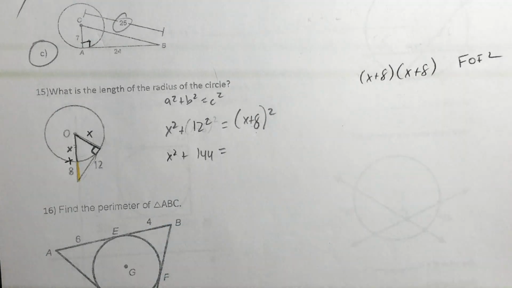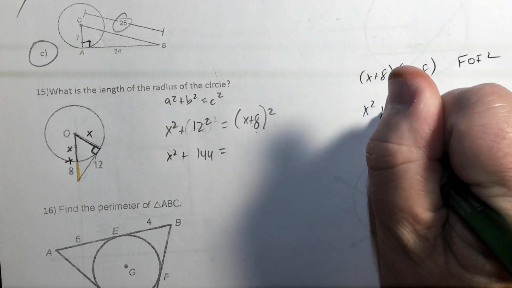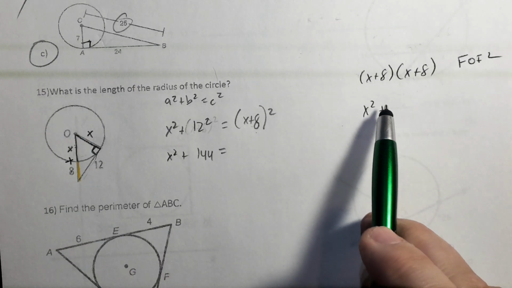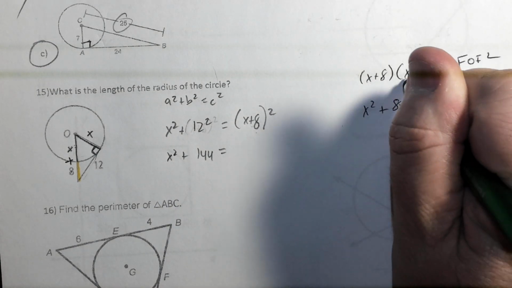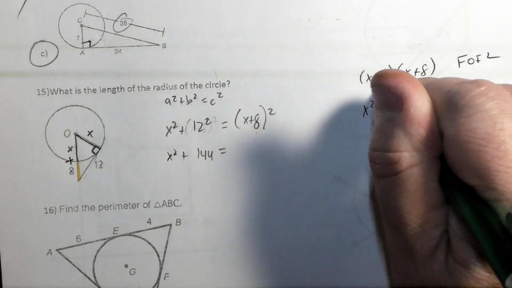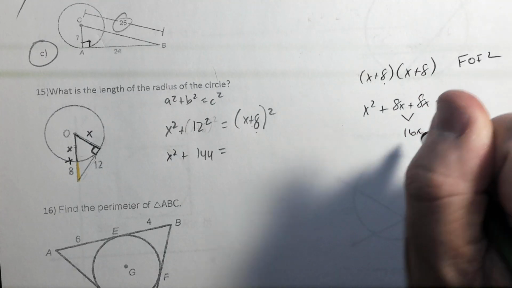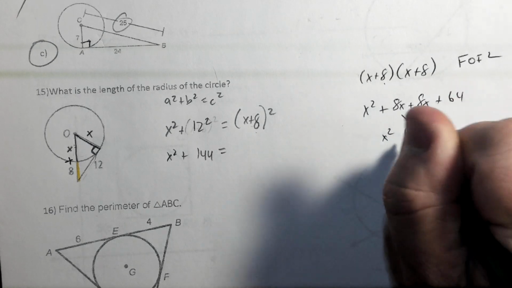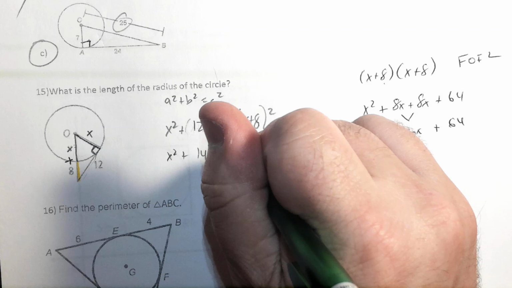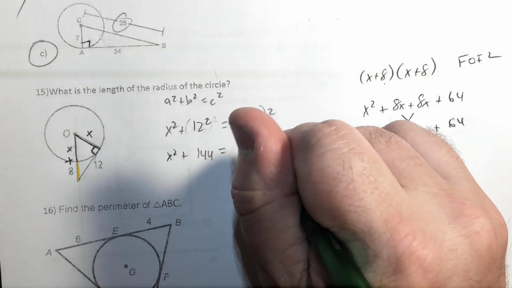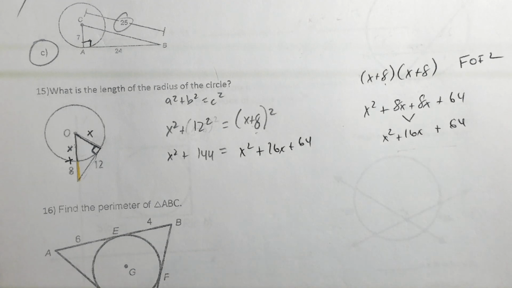I'm not going to go through drawing all the stuff. The first is x, so x times x is x squared. Your outers are x and 8, so x times 8 is 8x. Your inners are x times 8, which is 8x, and then your last, 8 times 8, which is 64. We combine these and make them 16x. So this equals this. I'm going to move it over here now. Okay, everybody with me? Cool.